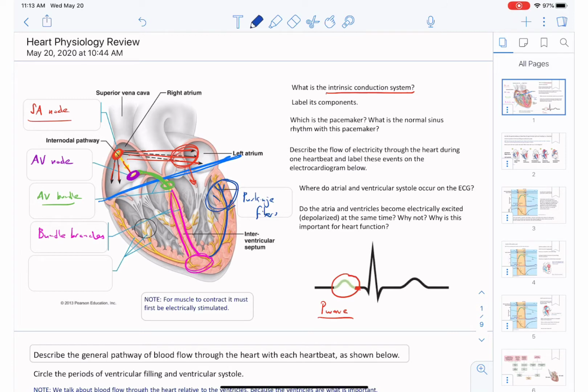And that causes the entire ventricles, the right and the left ventricles, to become electrically excited pretty much nearly simultaneously. And that's a big electrical event. And that electrical event is represented right there on the ECG. What's that electrical event called?